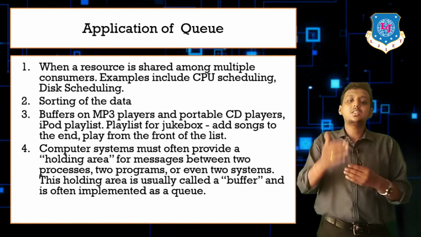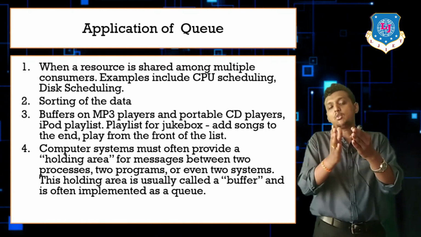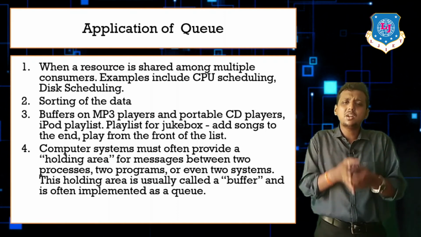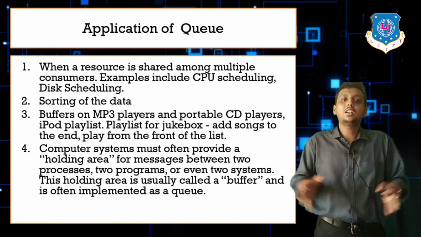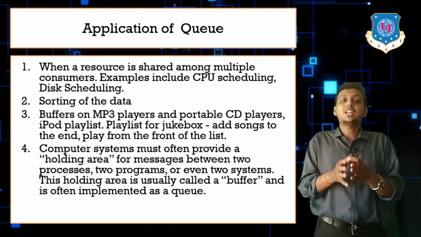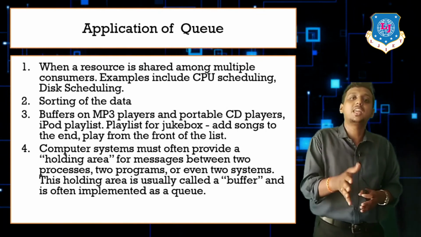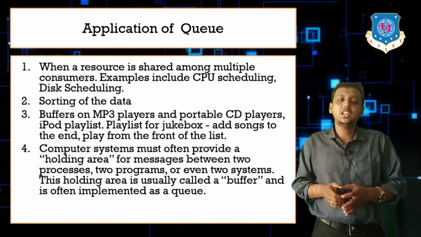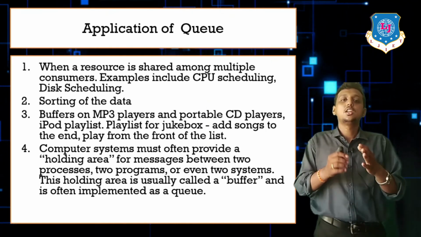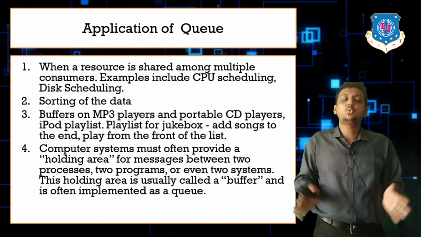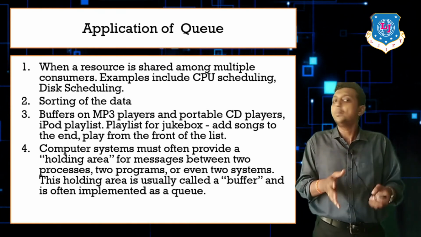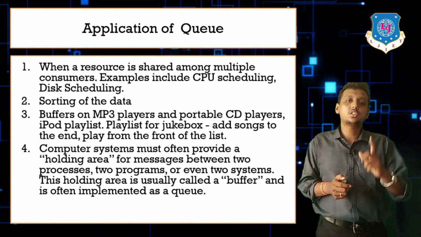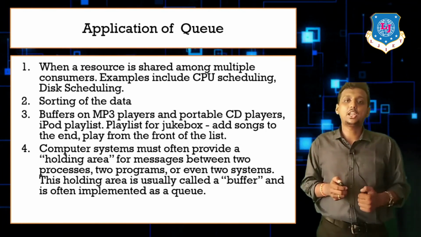Your computer system must often provide a holding area. I have already talked about such examples of resources. Your PC has so many resources processing simultaneously. At that time the CPU processing power must go to the queue or the process which has the highest priority. Fine. So queue is used in our day-to-day life as well as in our computer, mobile applications and everywhere. You just have to find some more examples of the applications of queue.